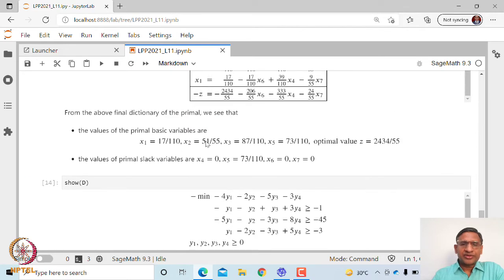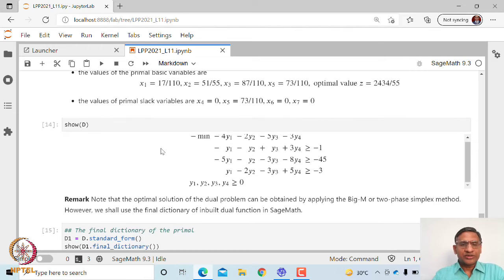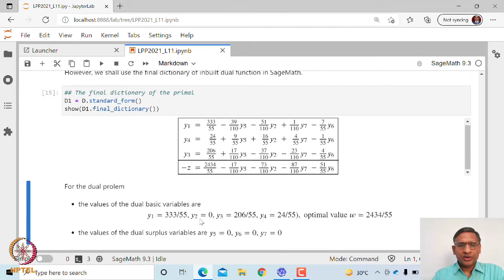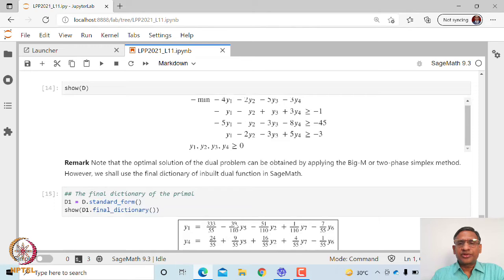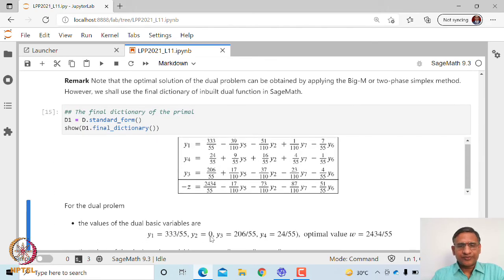Now, for example, in this case the x1 value is positive. The x1 will correspond to the first surplus variable in the dual. What is the first surplus variable in the dual? In this case the dual main variables are y1, y2, y3, y4, so the first surplus variable will be y5. So the y5 value is 0 here.